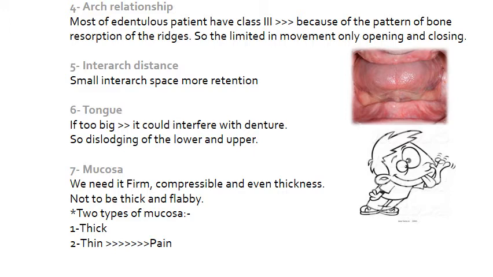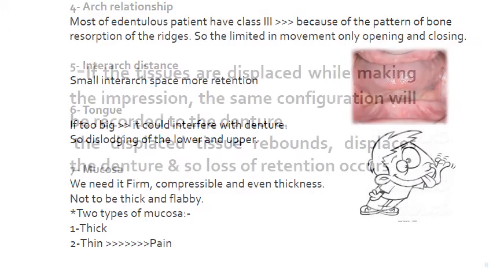The fifth point is the inter-arch distance. The smaller the inter-arch distance space, the more the retention. For the tongue, if it is too big, it could interfere with the denture, dislodging the lower and upper. For the mucosa, we need it firm, compressible and of even thickness, not sticky, thick and flabby. We have two types of mucosa, thick or thin, and thin mucosa most of the time causes pain by pressure from the denture.